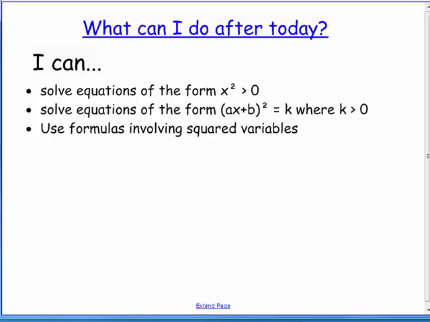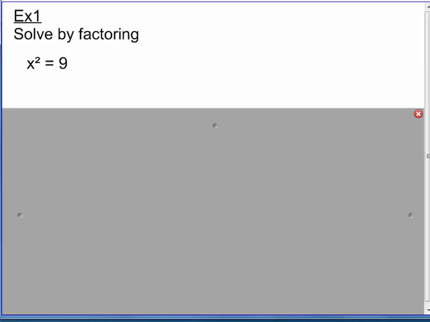This is Senior Algebra, Section 9.1, the square root property. So today, we're looking at a couple different ways to solve problems that involve quadratics, square root squares, x squared, that type of stuff here. So we begin by looking at a problem we've done before. X squared equals 9. We're going to solve this by factoring.